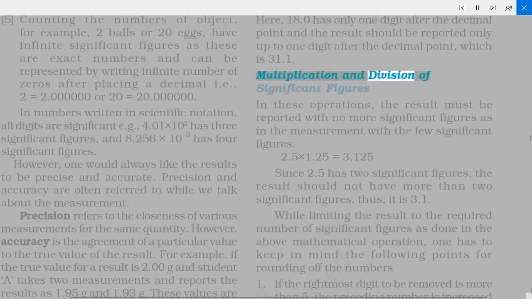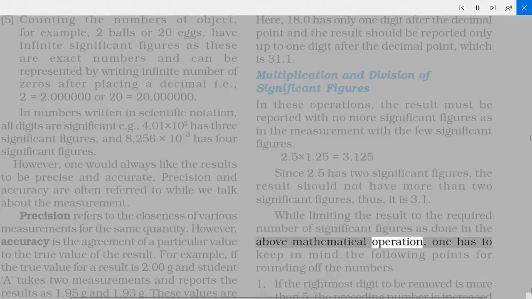Multiplication and division of significant figures: in these operations, the result must be reported with no more significant figures than in the measurement with the fewest significant figures. 2.5 times 1.25 is equal to 3.125. Since 2.5 has two significant figures, the result should not have more than two significant figures. Thus, it is 3.1.